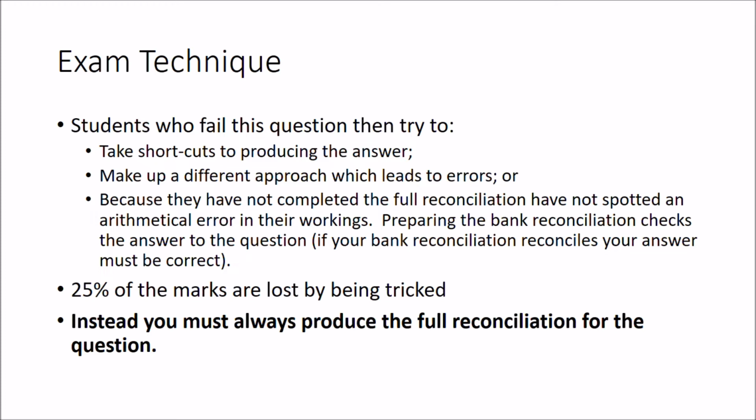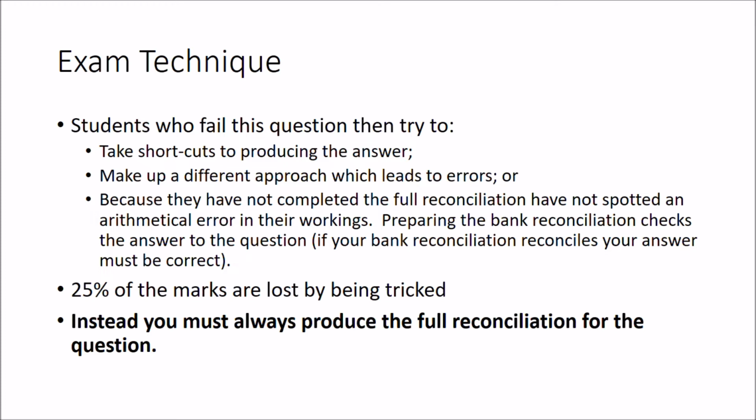Again, the examiner is not going to ask you for the full bank reconciliation, only parts of it, to see whether you, as the student, will shortcut the answer and just do parts of it. They're then going to see whether the student will make up their own different approach to save some time or make a shortcut. And because they haven't done the full bank reconciliation, they haven't effectively checked their work for arithmetical errors.